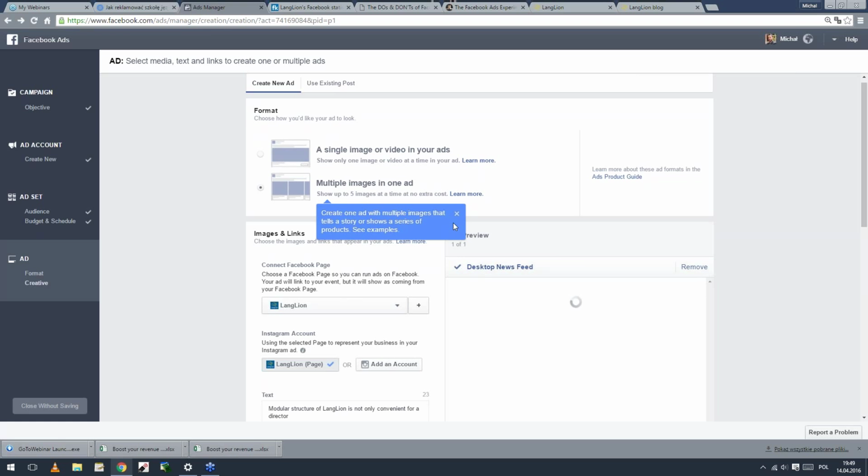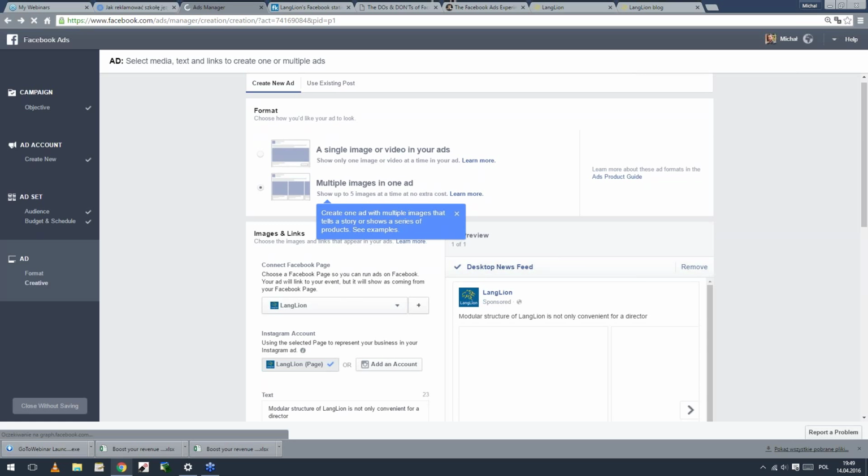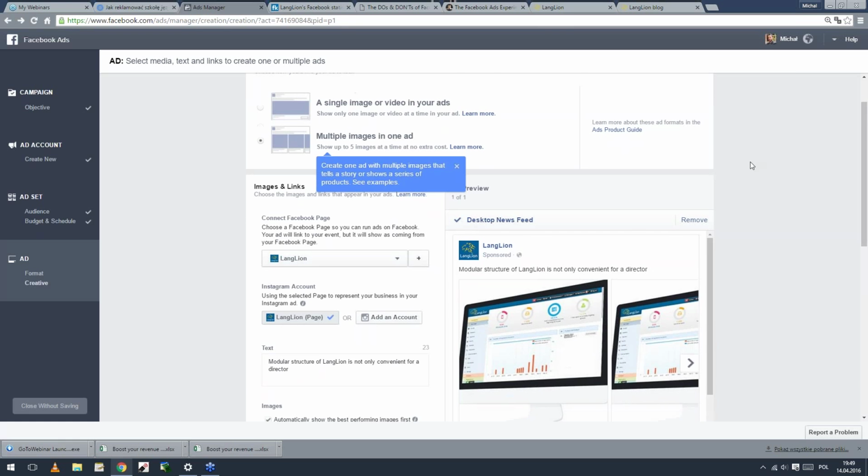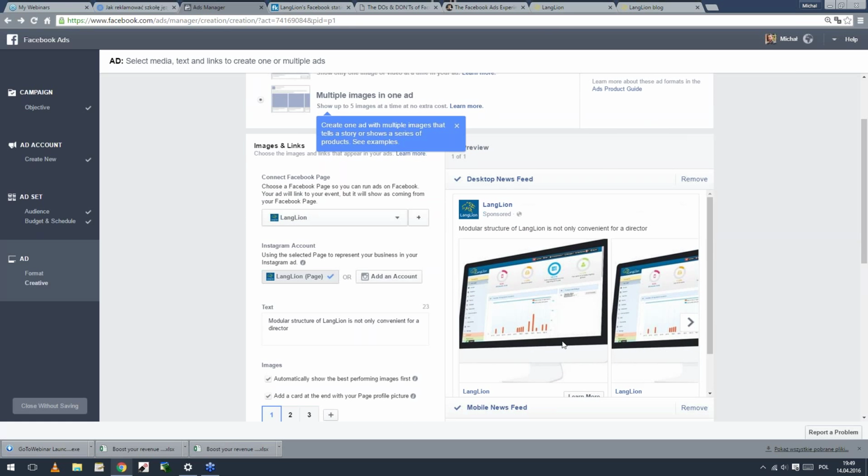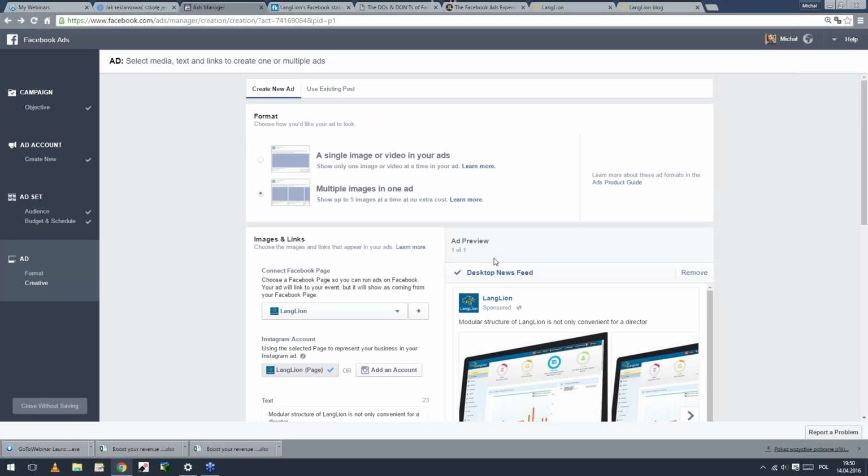Okay, just wait a second. For example, in this situation, we can connect. As you can see, those are the images that were taken. I know this because I can recognize this is the image taken from our website, automatically uploaded because I connected Facebook with the website. And also there's a text here. Modular structure of long line is not only convenient for director. Of course, this is automatic as well. This is taken from the website. This is a preview, right?